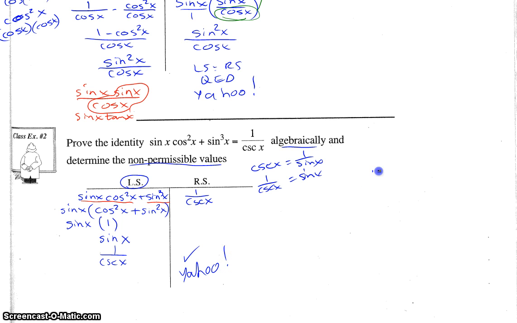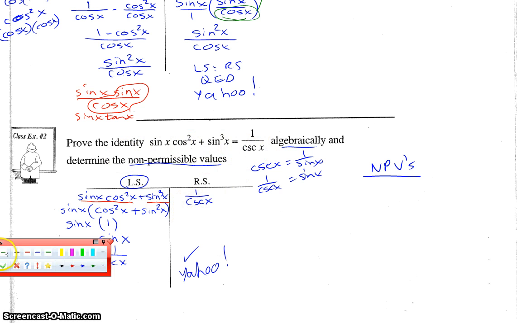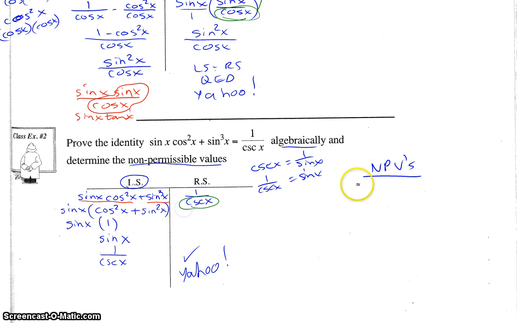Now, non-permissible values. Let's start with the obvious ones. Do we have any dividing going on? Yes, we do, right here. The cosecant x is on the bottom, so cosecant x can't equal 0.